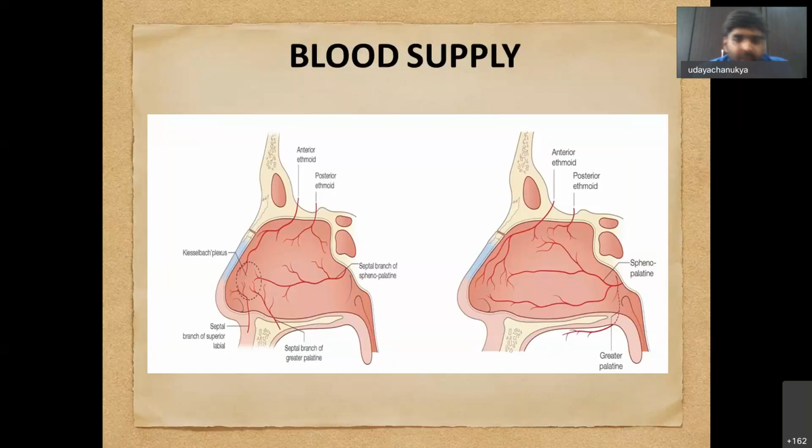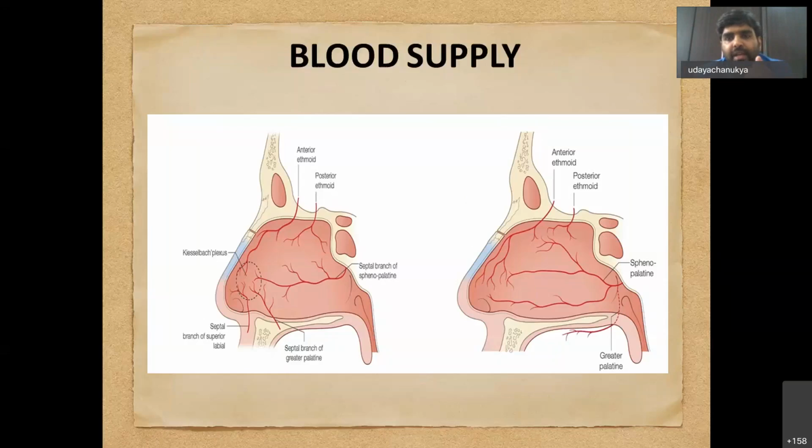Okay. So just repeating the Kesselbach's plexus. Kesselbach's plexus is the confluence of the anterior ethmoidal artery, sphenopalatine artery, superior labial artery, and greater palatine artery at the anterior end of the septum. And coming to the blood supply of the lateral wall. For the lateral wall, just remember 3 or 4 arteries: the anterior ethmoidal artery and posterior ethmoidal artery, supplying the superior and antero-inferior part. The sphenopalatine artery again forms the major chunk of the blood supply.